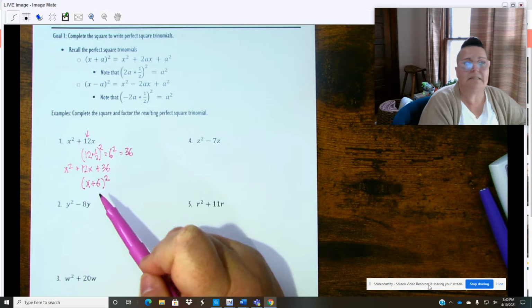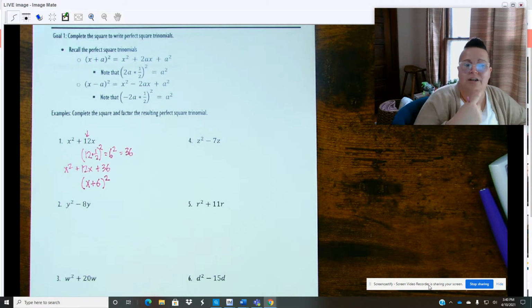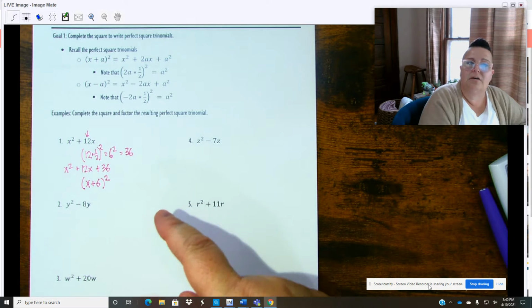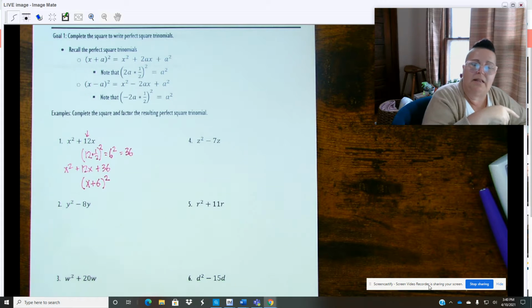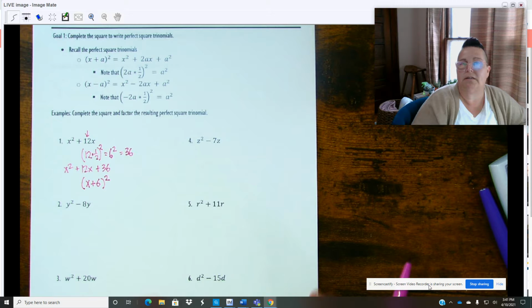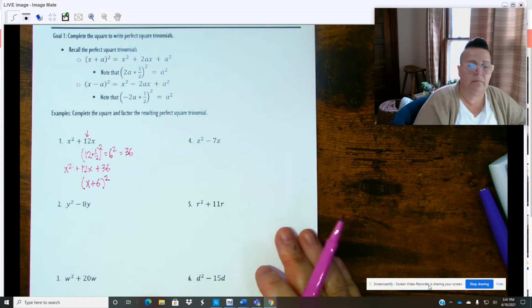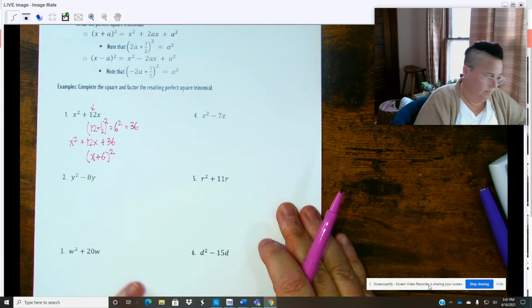Why do I want this? Because I want to use what we did in 9.1. I want to use that whole idea of taking the square root of both sides. I know how to do that already. So I want to force whatever they give me so that I can then manipulate it like we did in 9.1, like we did when we took the square root of both sides. Okay? All right, let's try with the second one.